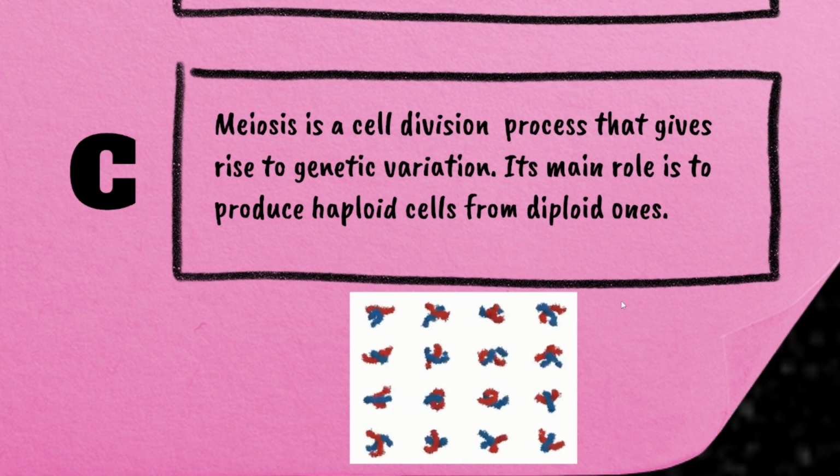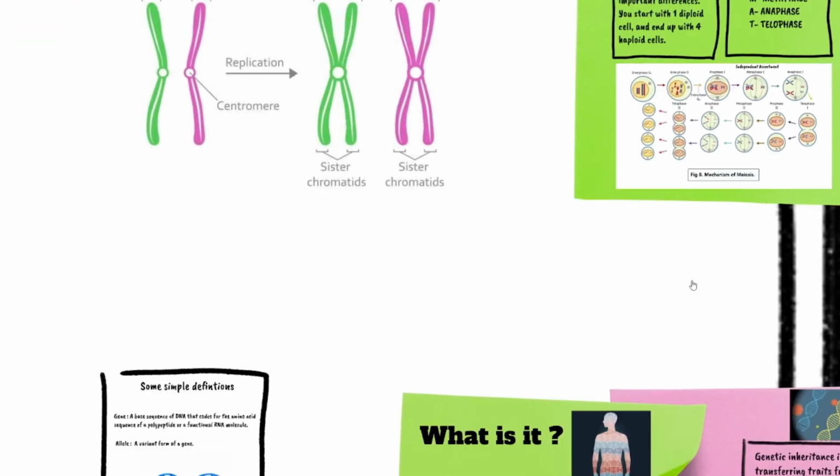Now we're going to learn about meiosis. Meiosis is a simple cell division process that gives rise to genetic variation. I just told you what genetic variation is: variation in parents and offspring. Its main role is to produce haploid cells from diploid cells. Now I'm going to tell you what the difference is between haploid and diploid cells.